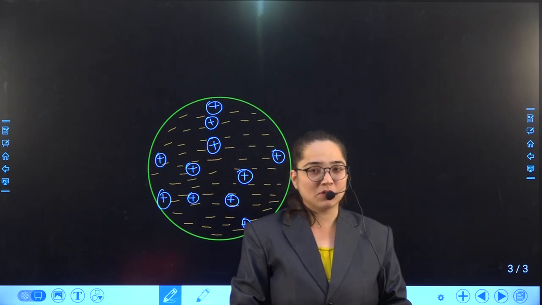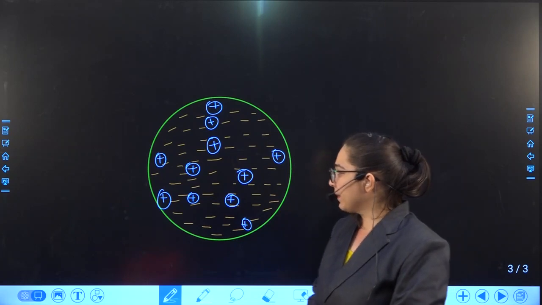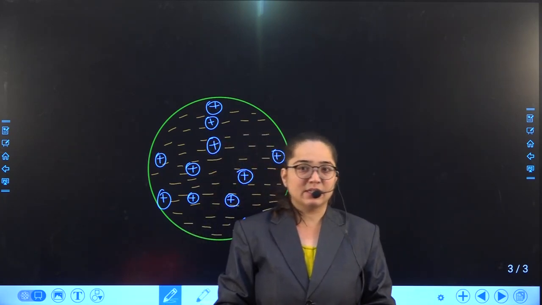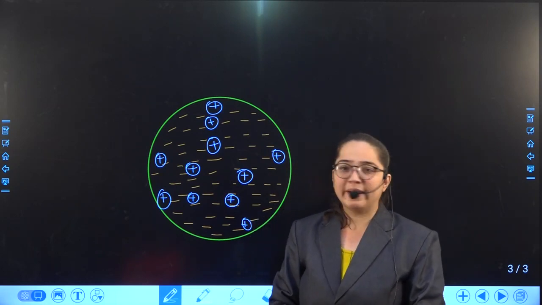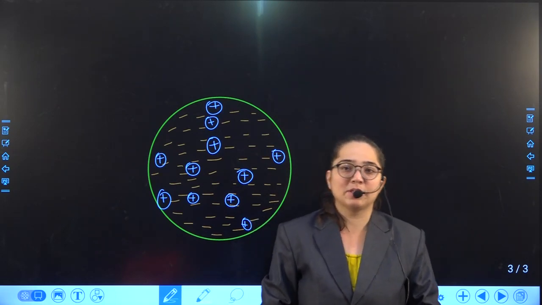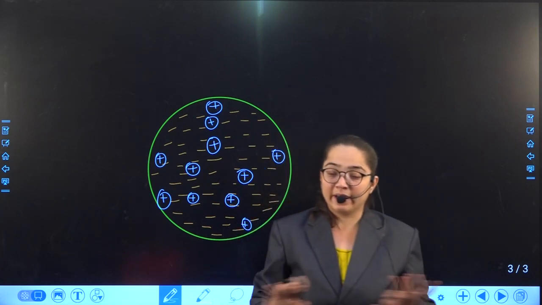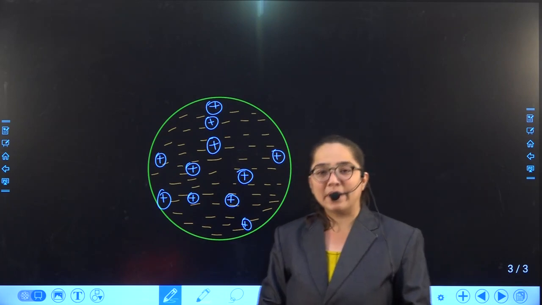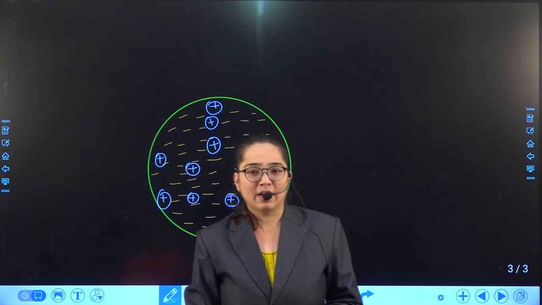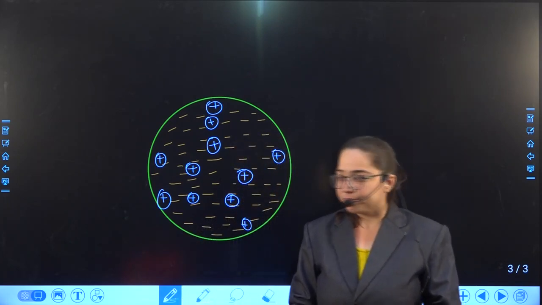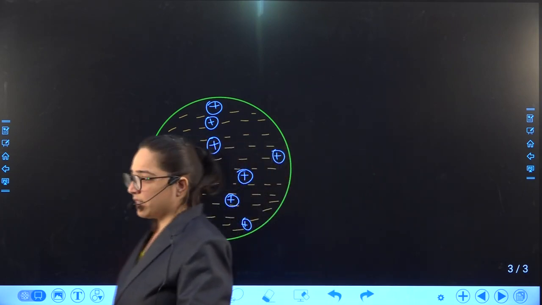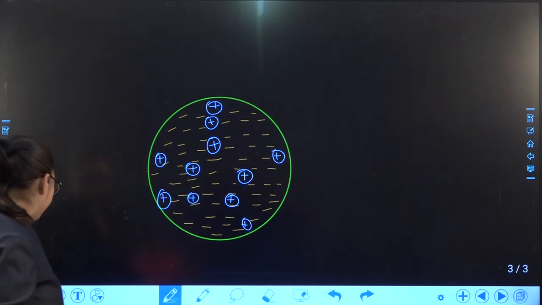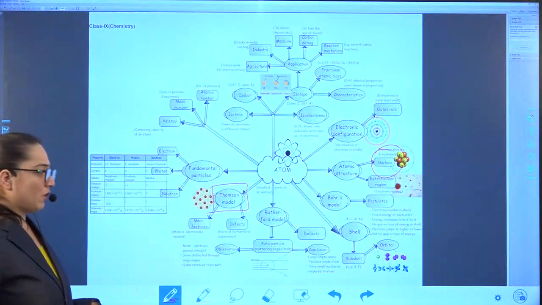So this concept was not explained by the model that was given by Sir J.J. Thomson. He couldn't explain how it is possible that the positive is embedded in the negative. Why don't they combine with each other? That was a major drawback of the model given by Sir J.J. Thomson. After that, came the next model, Rutherford's model.